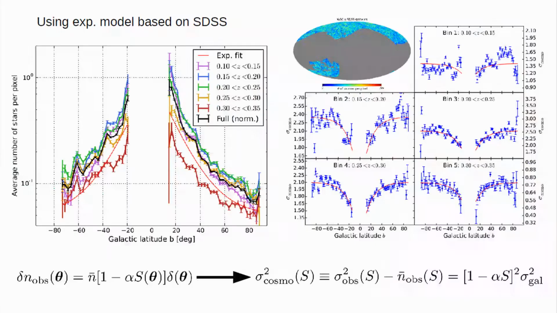Let me show it in a more quantitative way. Here I'm using the classification of WISE SuperCOSMOS sources according to SDSS to estimate the contamination. Here I have the number of sources in WISE SuperCOSMOS that were classified as stars according to SDSS, as a function of galactic latitude. You can see more or less the same behavior for all the redshift bins. It increases towards the center, and I just fitted an exponential model to it.